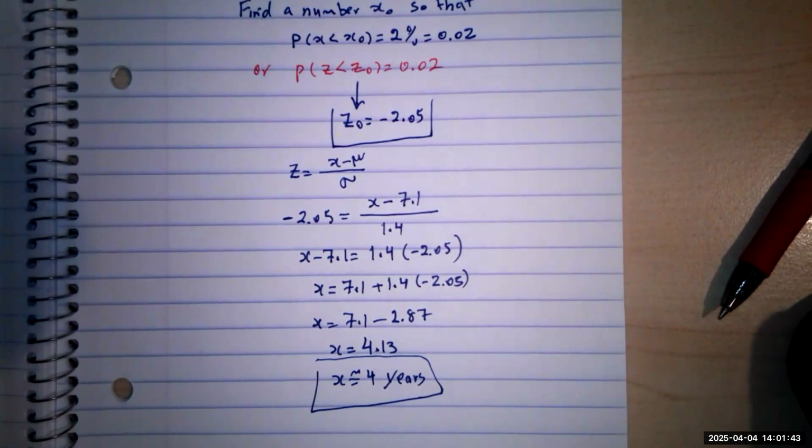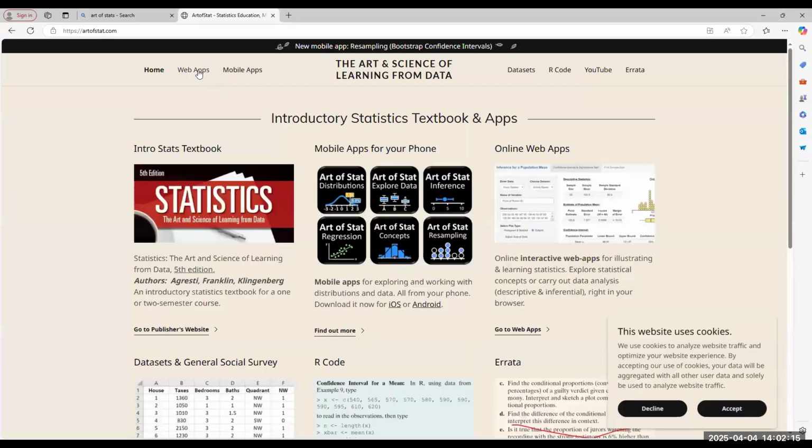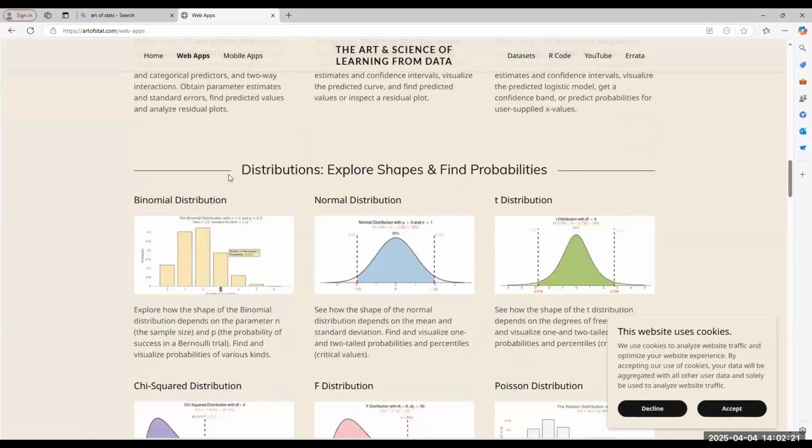Okay, so I have to bring that application back. So I go to the Art of Stat. I have to refresh this. Then I get the applications, Art of Stats. And that's it. Going to the Art of Stat, going to web, down, down, down to get the normal distribution. That is the normal distribution.